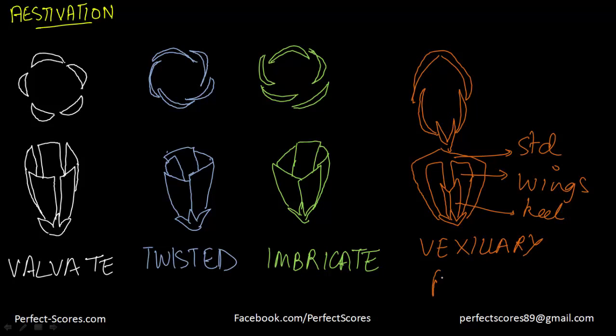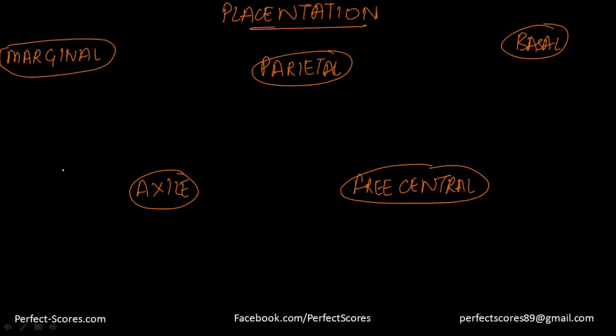or papilionaceous. So these are the four usual kinds of estivation that are found in flowers. The next thing that we have to do is placentation. Now these are the 5 common types of placentation that you can find: marginal, axile, parietal, free central, and basal. Now through examples and a little bit of diagrams, I'm going to explain what these types are.